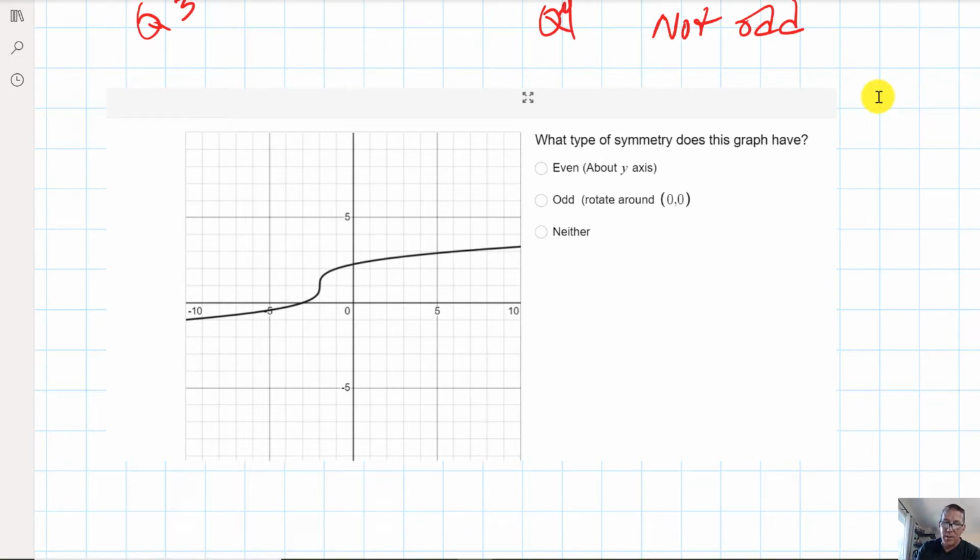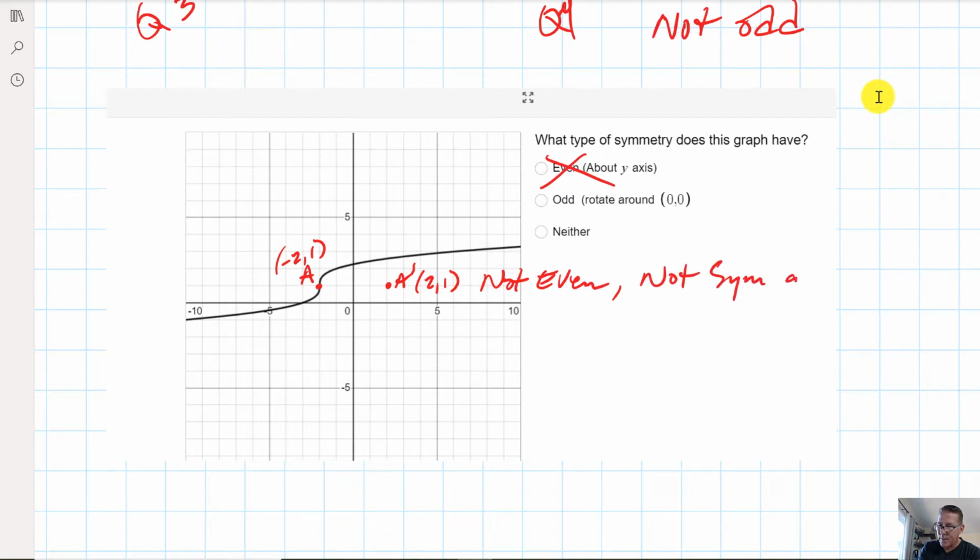Make a decision. Right here, this point, let's call it A, is at -2 comma 1. If I was going to reflect it, it would be over here at 2 comma 1. So here's A prime at 2 comma 1. So it's not even. It's not symmetrical about the y-axis.